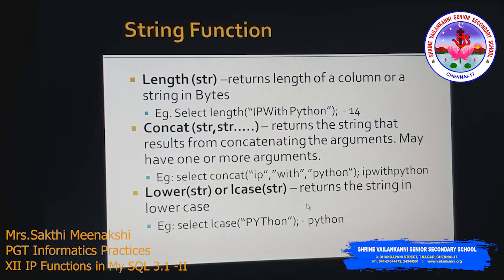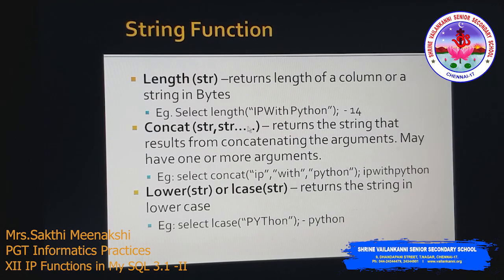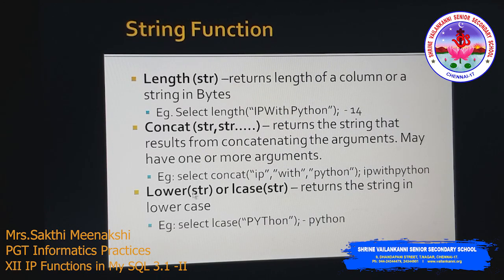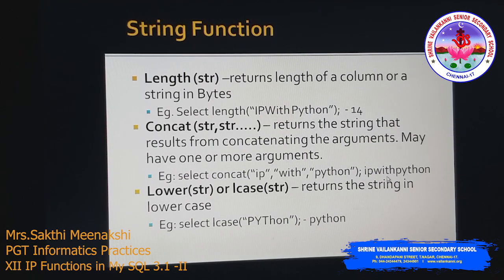Let's see the next function, which is the concat function. It can take any number of parameters, and it returns the string that results from concatenating the arguments. Whatever strings you give inside, everything will be merged together. It may have one or more arguments. The example is select concat of IP, comma, with, comma, Python. It joins all these strings together without any space in between. IPwithPython is one single word, everything merged together. That is the use of the concat function.